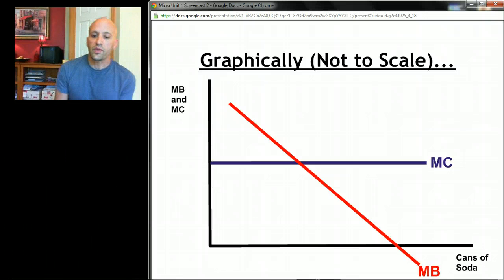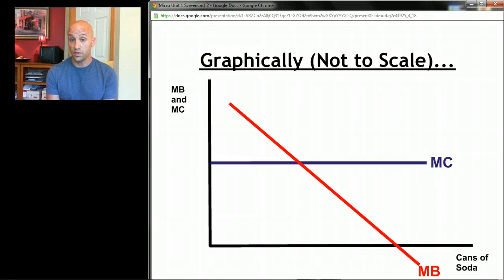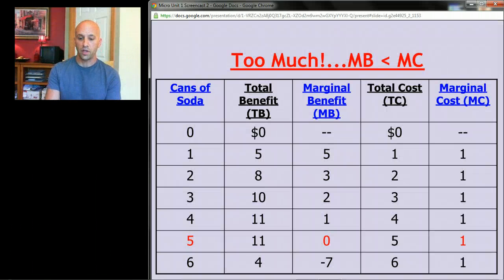Well, let's say we graph those numbers out, marginal benefits and marginal costs. Remember, I said we're going to use a lot of graphs in this class. So on the horizontal axis, I have cans of soda, anywhere from 0 to 6. Notice what's going on with the marginal benefit. They're generally going down. Again, I'll show you the numbers again. Marginal benefit: 5, 3, 2, 1, 0, -7.